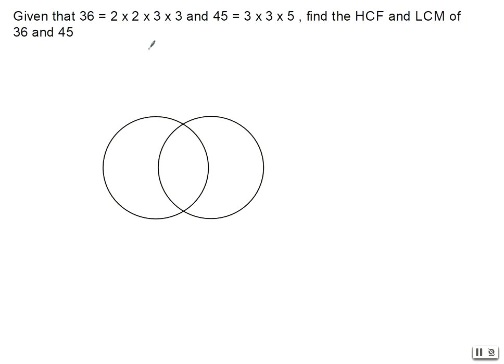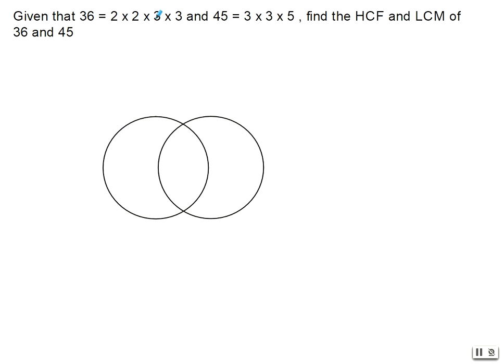The second question, and sometimes in this type of question we have to do 2 little factor trees, but what I've done here is I've given you the solutions as a product. So 36 is made by doing 2 times 2 times 3 times 3, and 45 is made by doing 3 times 3 times 5. So what we are going to do is use this information to find the highest common factor and lowest common multiple of these two.